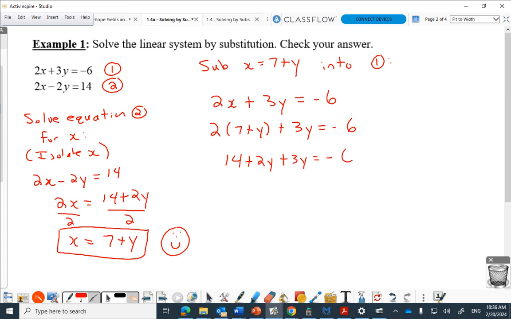Combine like terms whenever possible. Then bring that 14 over, and when it comes over, instead of adding 14, it's now subtract 14. And then divide by 5.